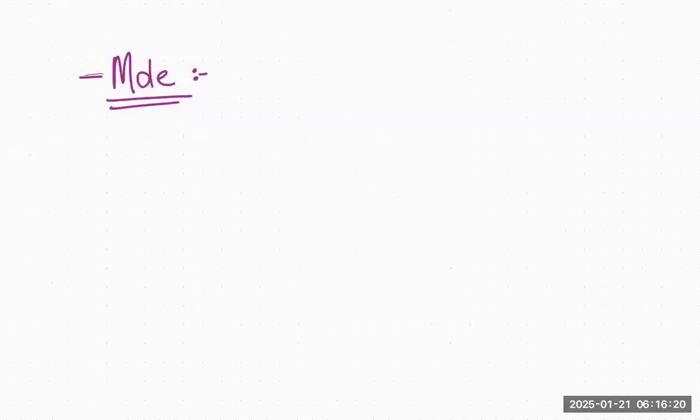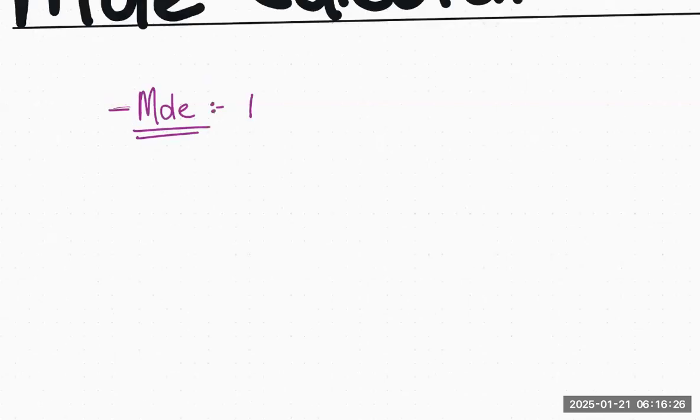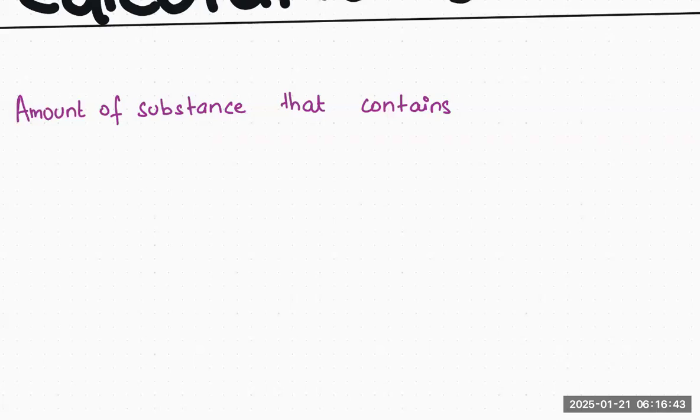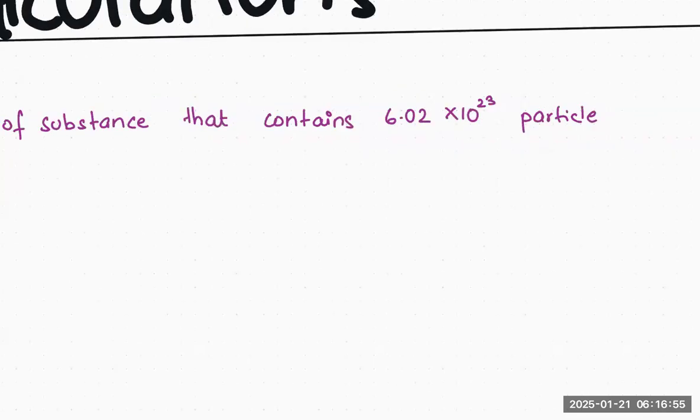mole is the amount of substance that contains 6.02 into 10 raised to the power of 23 particles. These particles can be atoms, they can be ions, they can be molecules, right? So the amount of substance. So moles is basically the measurement of amount, right?